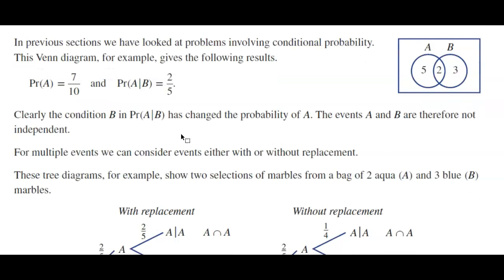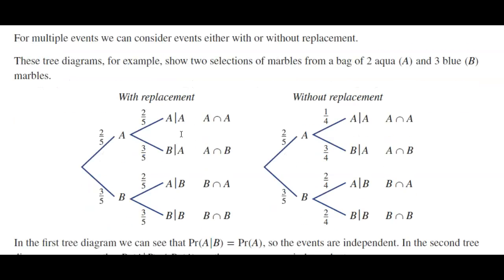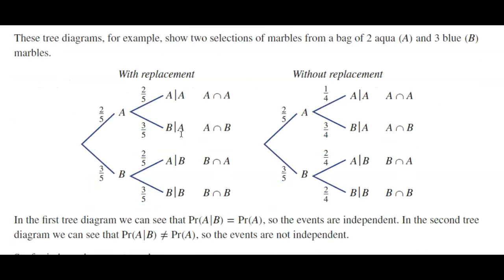Now, if we look at multi-step events or multiple events in this tree diagram, this time we're selecting, and this will probably make a little bit more sense. We've got marbles in a bag, 2 are aqua and 3 are blue. So obviously if I select an aqua bead and then I put it back, so I'm replacing it, taking it that first time is not going to affect my probability for the next pick.